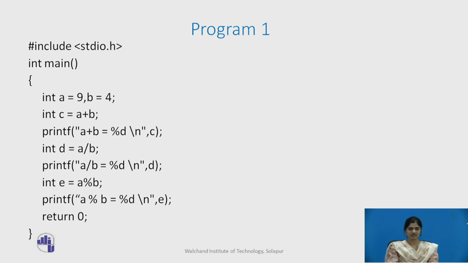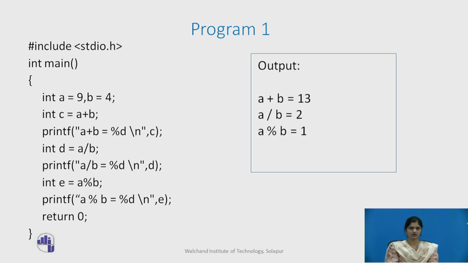Next, e, one more variable we have taken of type integer. Now in this case we are using the modulus arithmetic operator, that is we'll get the remainder after division. So a mod b, if we divide 9 by 4, we are getting 1 as the remainder. So a mod b answer will be 1. So finally we will get the output of a plus b as 13, a divided by b as 2, and a modulus b as 1.